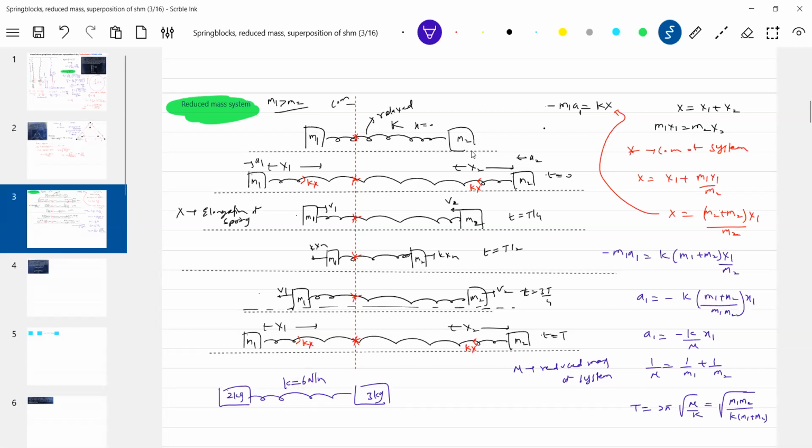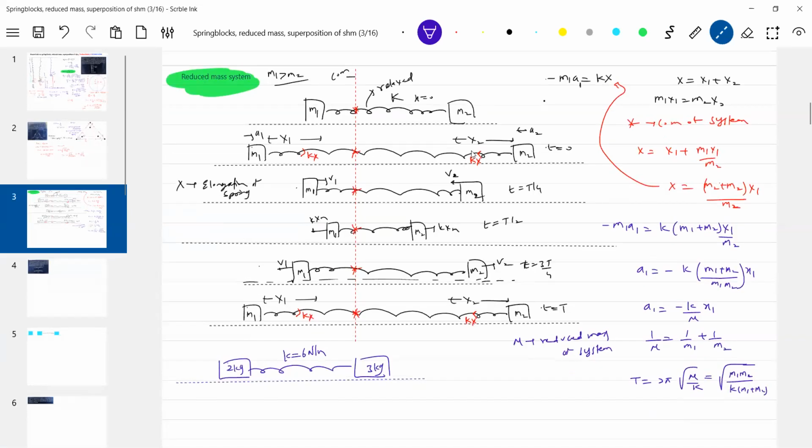K equals 6 Newton per meter. What is the mass of the system? I think everyone will say, sir, 5 kg. But in the expression for time period, what do you get? It will be 2 pi. First, we'll calculate the reduced mass. 1 by mu is equal to 1 by 2 plus 1 by 3. I think this will be 6 by 5, 1.2 kg, the value of mu.